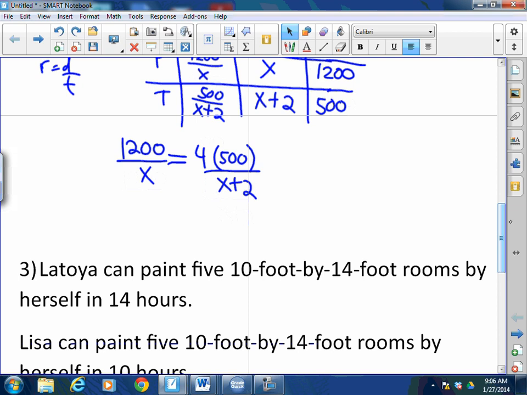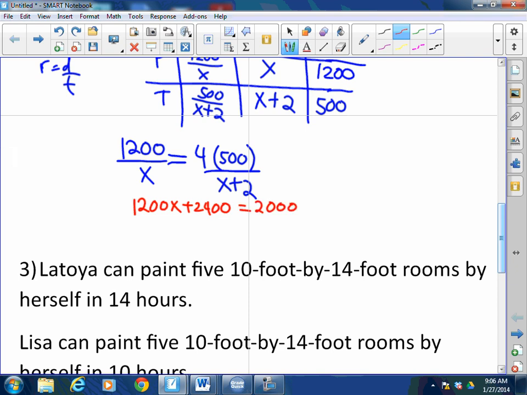So now let's go ahead and cross multiply. So I've got 1200x plus 2400 equals 2000x. So 2400 equals 800x, divided by 800, x equals 3 hours.